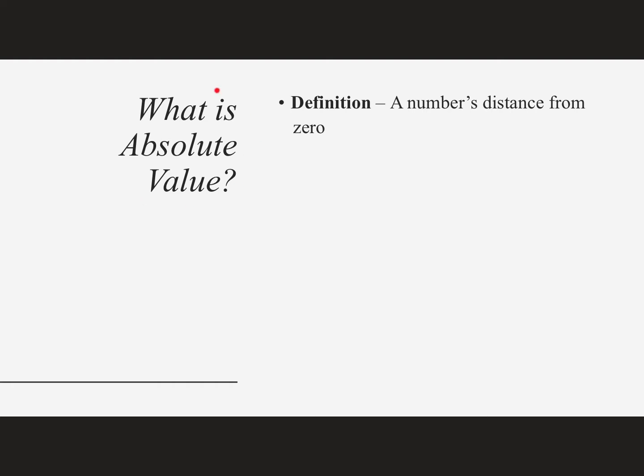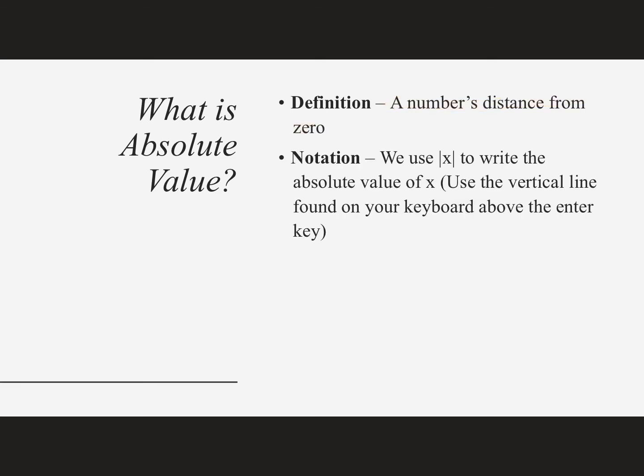So the first question, what is absolute value? Absolute value is simply a number's distance from zero. For notation, we use the two bars around x to write the absolute value of x.